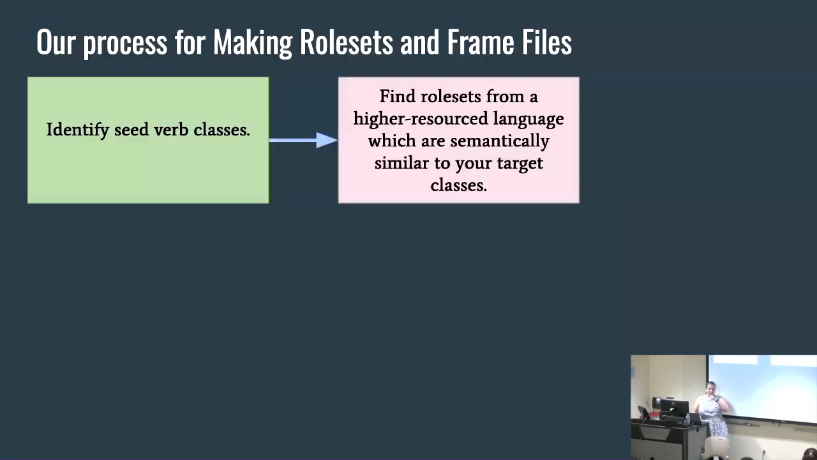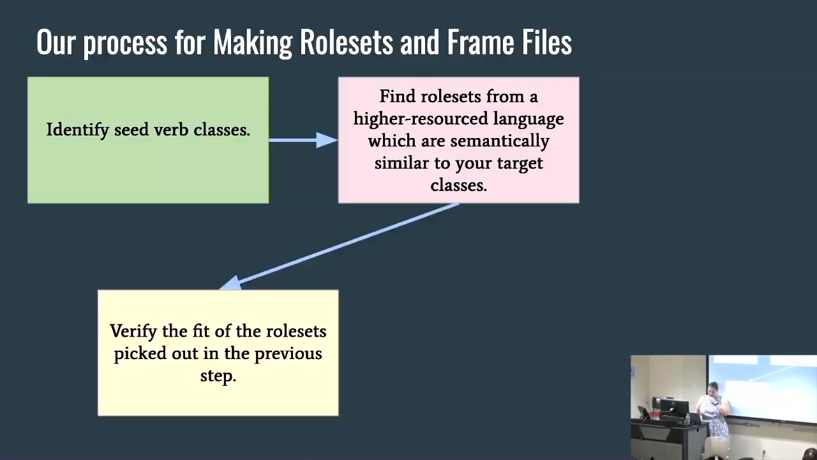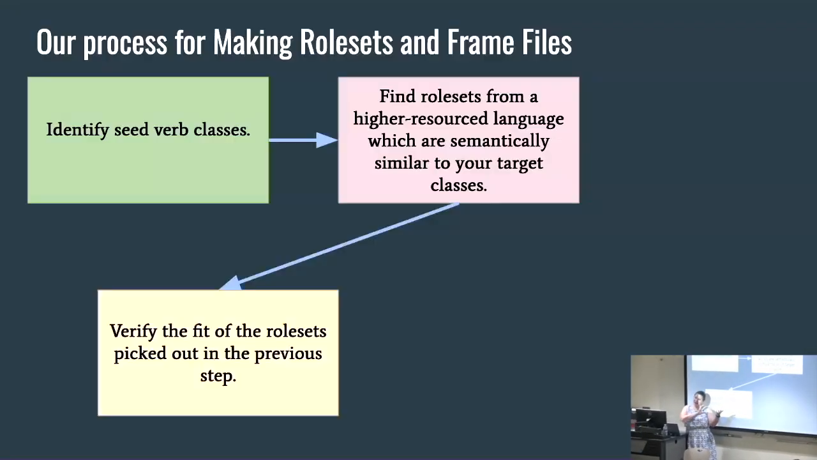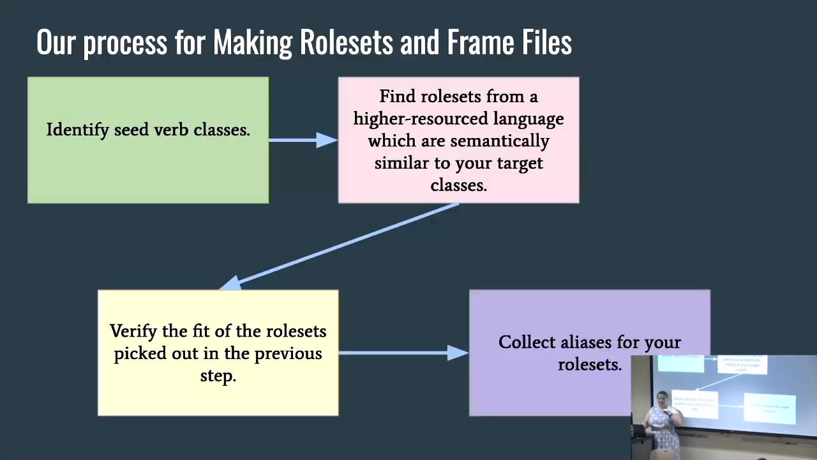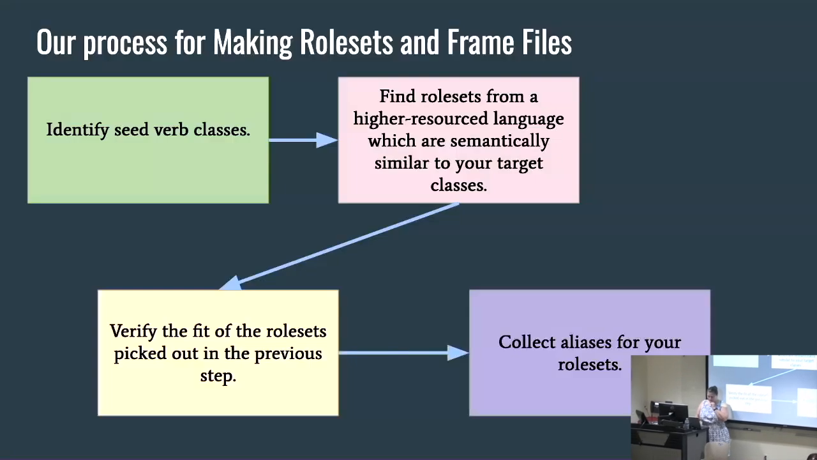Then we looked to role sets in a higher resource language, in this case English, which are semantically similar to the seed classes. And I'll show an example of these in a moment. Then we do some verification of the fit to make sure the English role sets we've selected actually work for the Arapaho verb stems, and then collect aliases for those role sets.